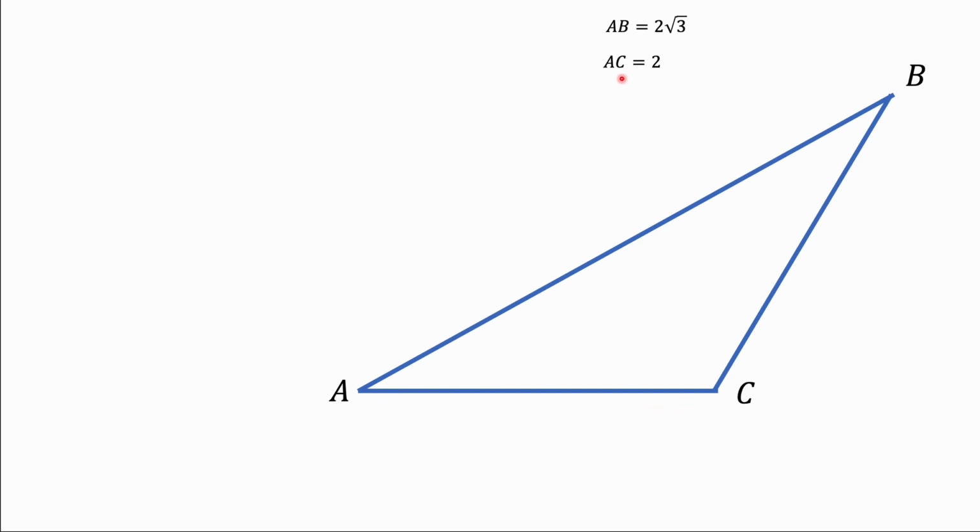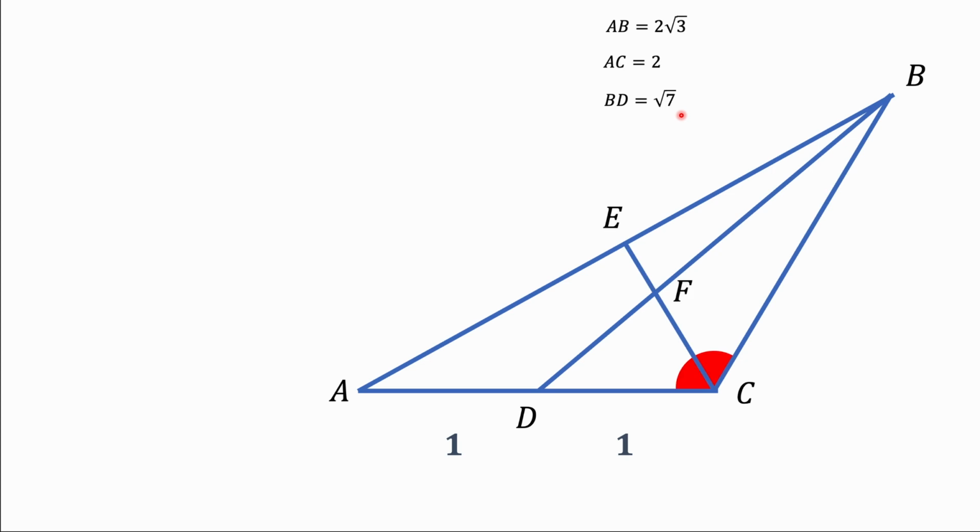Side AC is 2. In this triangle, we draw a median, BD, and we know the length of this median is square root of 7. We draw an angle bisector, CE. Point F is the point of intersection of BD and CE. We also draw another line, GH, that goes through point F, and is also an angle bisector of angle EFB. And we are asked to find the areas of the yellow triangle and the green triangle.